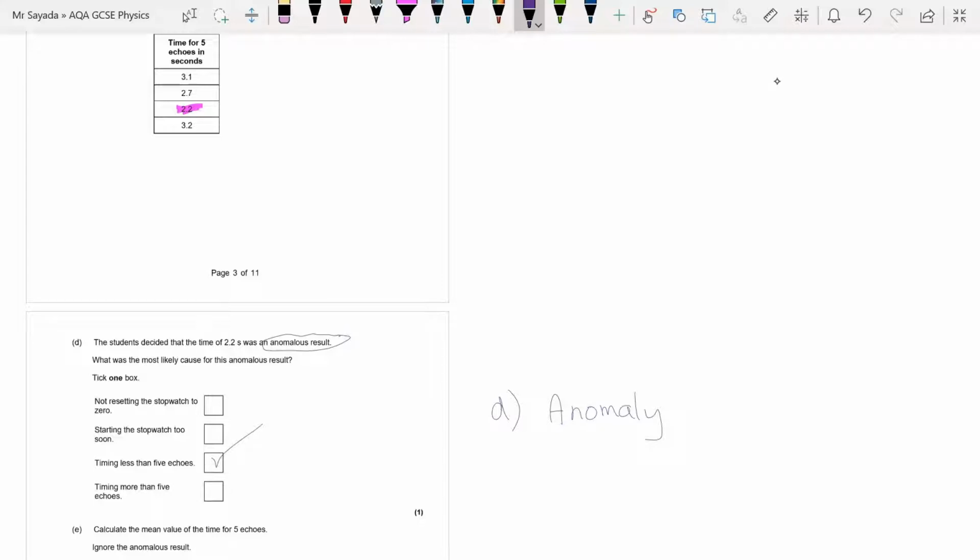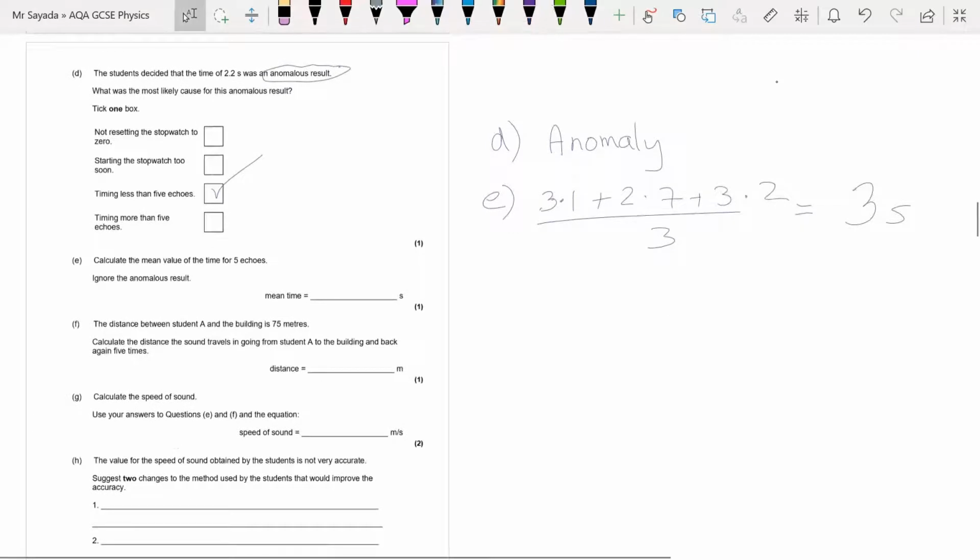Part E, we need to calculate the mean value of the time, ignoring the anomalous result. So we therefore need to calculate the mean of 3.1, 2.7, and 3.2. So we add them together and divide by the number of readings. You're always allowed to use a calculator in physics. So 3.1 plus 2.7 plus 3.2 divided by 3 gives exactly 3 seconds. You need to include units. They've already been given in the question, so we can just write the number 3.